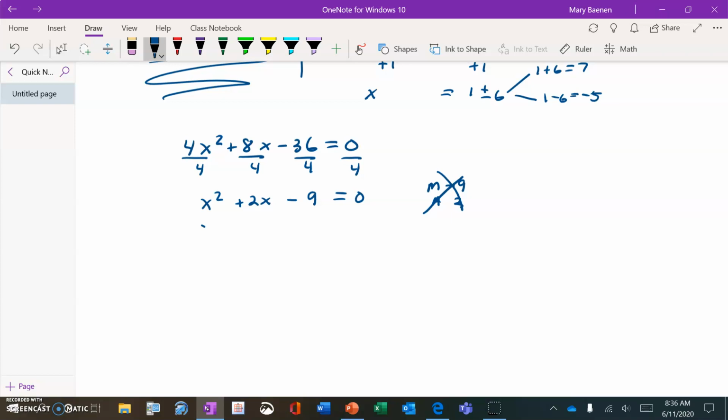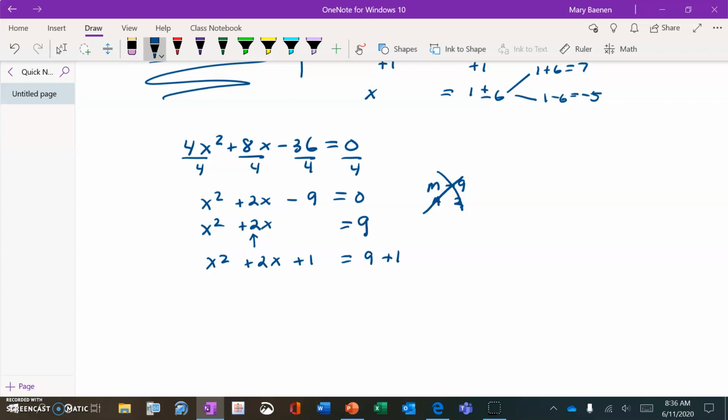Okay, first step, the x squared and the 2x stay on one side, the plain number goes to the other side. If you need to, divide by the number in front of x squared, but there is no number in front of x squared. Okay, take half of b, so half of the number in front of x, so that's a 1. Square it, 1 squared is 1, and add it to both sides. So I have x squared plus 2x plus 1 equals 9 plus 1.